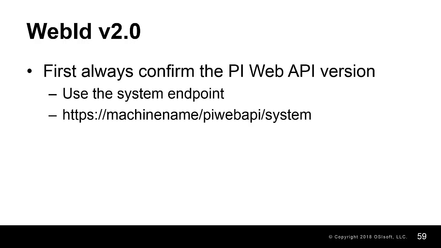Version 2 PyWebAPI web IDs have a publicly exposed specification which allows us to build them from scratch. Before getting started with this, I would first recommend confirming that your PyWebAPI instance is at least version 2017 R2, also known as version 1.10. You can check this on the system endpoint of the PyWebAPI.